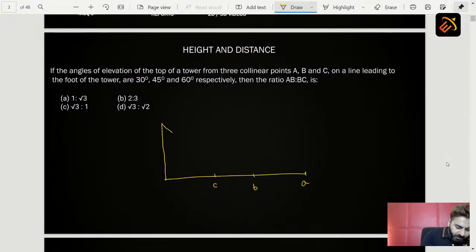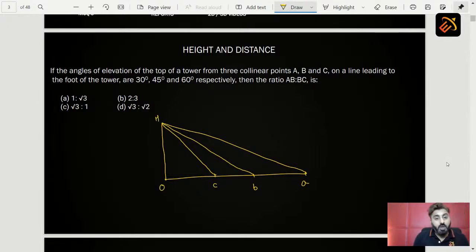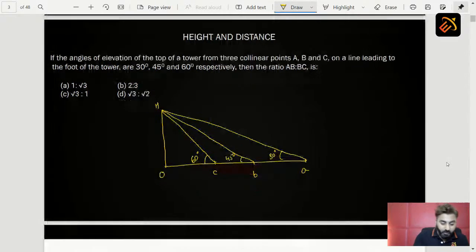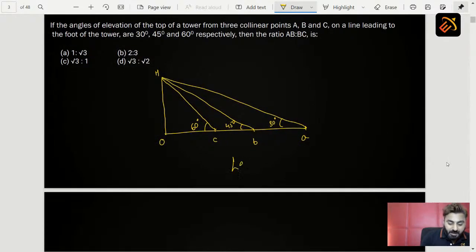जब हम यहाँ पे ये लाइंस ज्वाइन करते हैं, this is some point H and some point O. So क्या बोला है यहाँ पे, they are leading to the foot of the tower and angles are 30, 45 and 60 respectively. तो let's say ये 30 degree, let's say ये 45 degree and let's say this is 60 degree. ये हो गया हमारा diagram. Now from this diagram we can say let OH be the height.